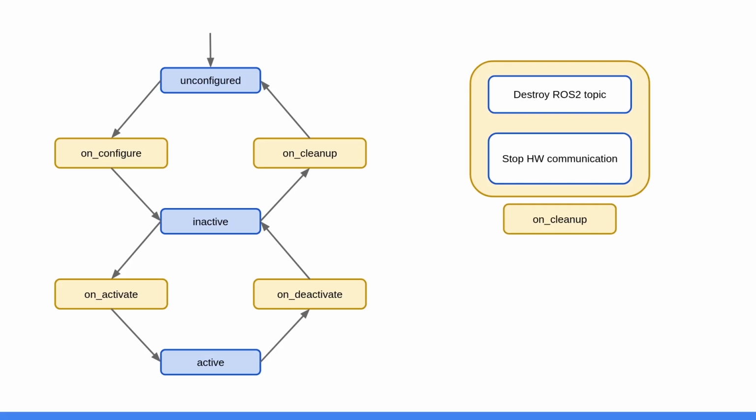And when you clean up, you're gonna destroy the ROS2 communication. So here the ROS2 topic, you're gonna stop the hardware communication. So you can see you can go back from active to inactive and from inactive to unconfigured. And here you have the three main states of the lifecycle nodes.